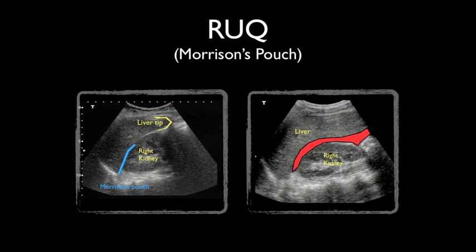If fluid or blood was present in Morrison's pouch, your image would look like this. The fluid would first collect in the space between the liver and the right kidney. If there's an extremely large amount of fluid or blood in the abdomen, the liver will appear to be floating.